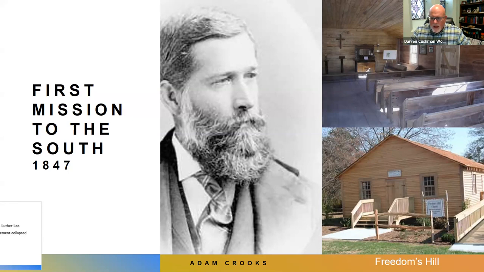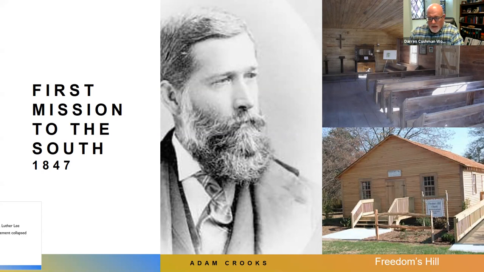He quickly is able, in Alamance County, to build what is called Freedom's Hill, a meeting house, which you see there in the corner of your screen that's been restored. They built it in October 1847. It's the first Wesleyan Methodist church in a slave state. And then he brings on additional leaders, Jesse McBride.